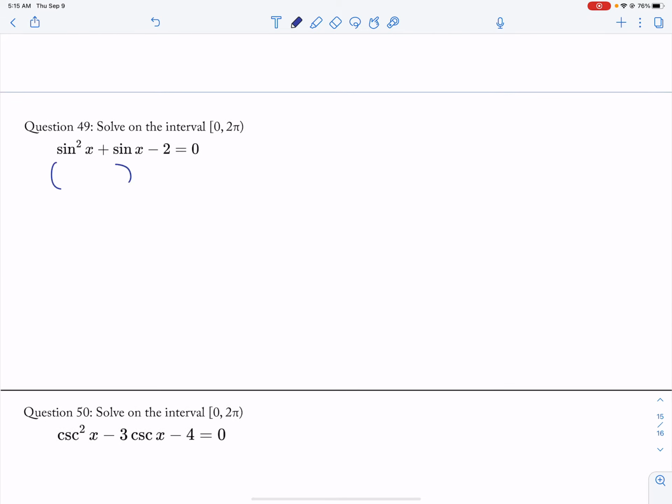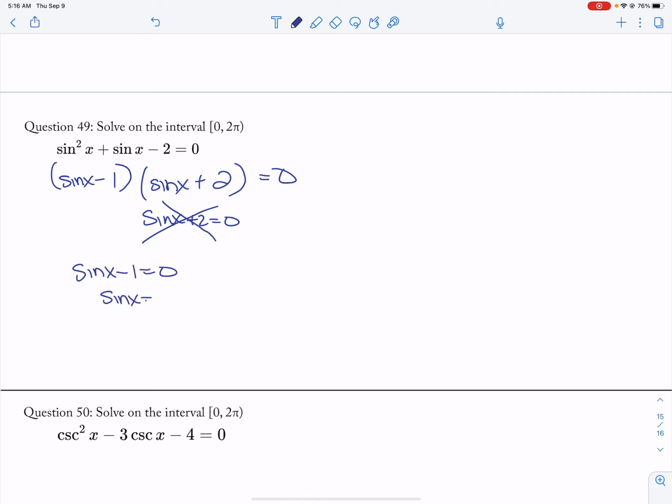49, we're going to factor. So I have sine of x, sine of x. I want a positive 2 and a minus 1. When I take sine of x plus 2 equals 0, and I solve this, I'm going to get sine of x is equal to negative 2, which does not work because sine only goes between positive and negative 1. So then I have sine of x minus 1 is equal to 0. So sine of x is equal to 1. Sine is equal to 1 at pi over 2.